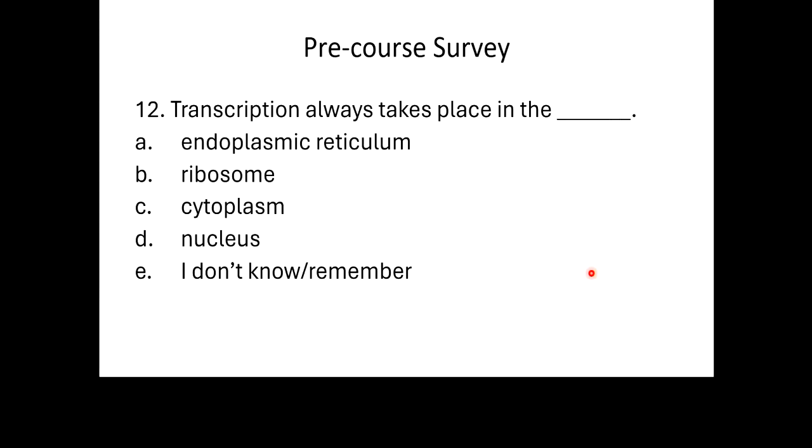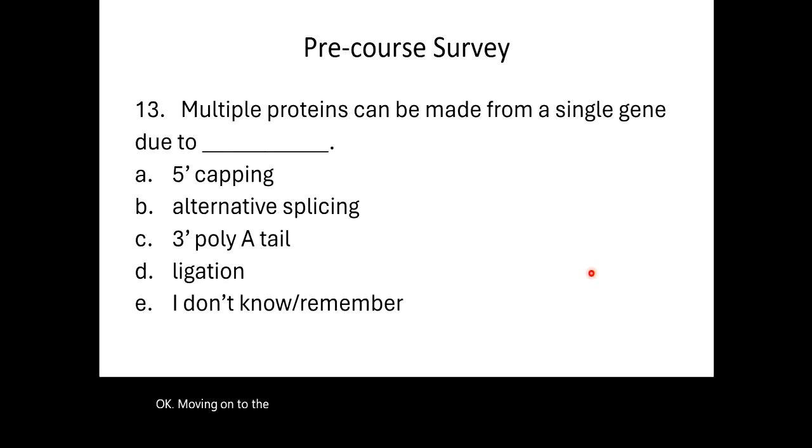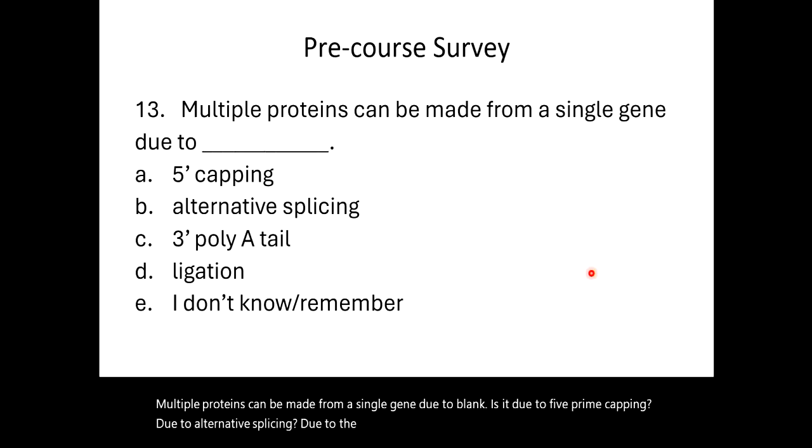Okay, moving on to the last question now. Multiple proteins can be made from a single gene due to blank. Is it due to 5' capping, alternative splicing, the 3' poly A tail, or ligation?